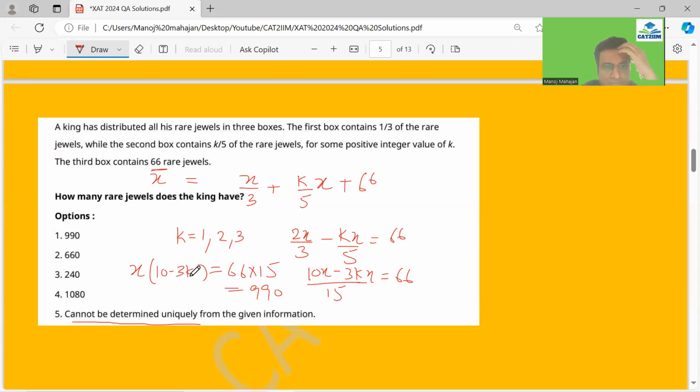Now, when I put k as 1, this number would come out to be 7. And x has to be a natural number, and 990 is not divisible by 7. So k should not be 1. Now, when you put k as 2, 10 minus 6 is 4. So again, 990 is not a multiple of 4. So k should not be 2 also. So the only choice left out is 3. When you put 3, 10 minus 9 is 1. So x is nothing but 990.